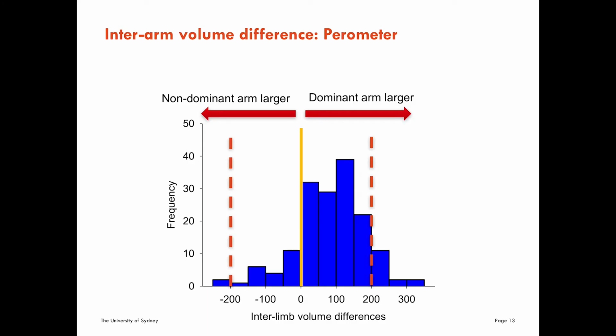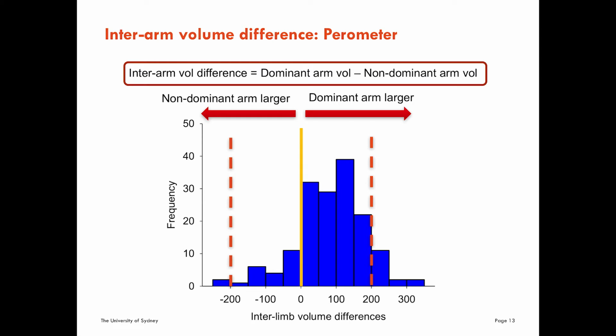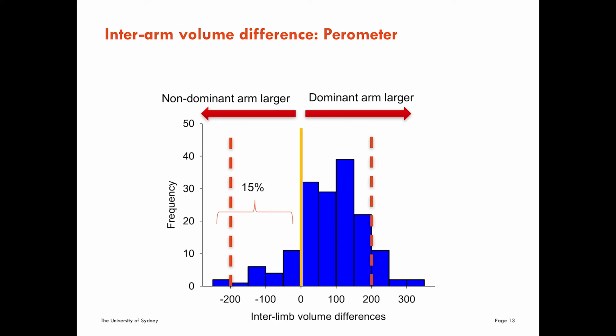And so this is an example from the whole arm limb volume up to 40 centimeters. If you just subtracted the dominant arm from the non-dominant arm, you can see there are instances where the non-dominant arm is actually bigger. You can see that in 16% the non-dominant arm was bigger, and 7% had an interlimb difference greater than 200 mils. So there is variability with each of these measures.